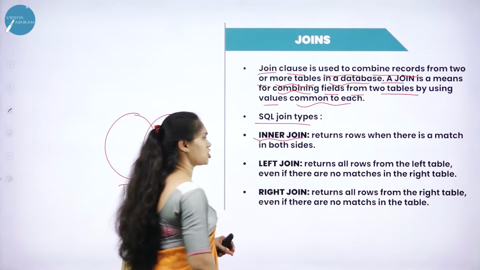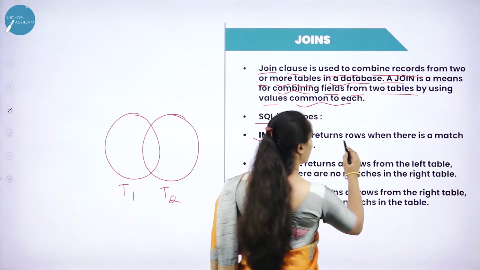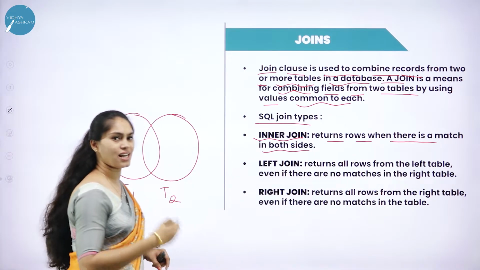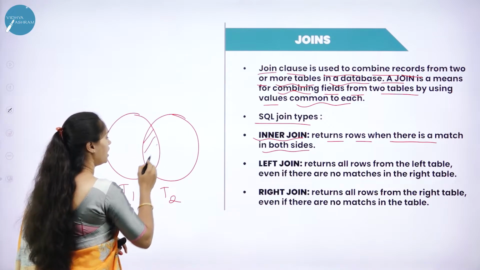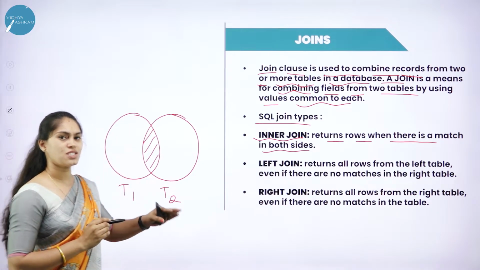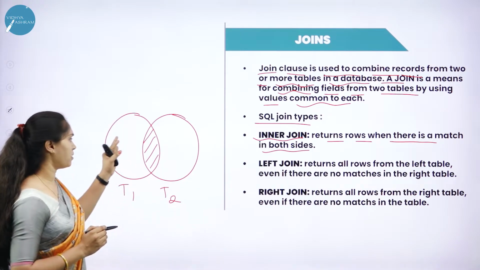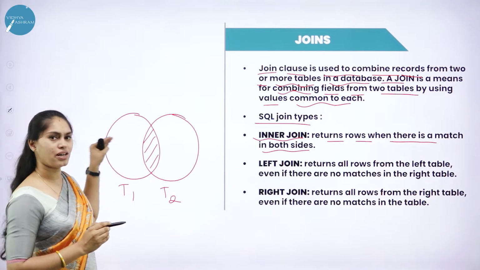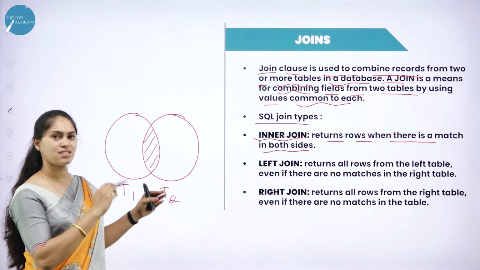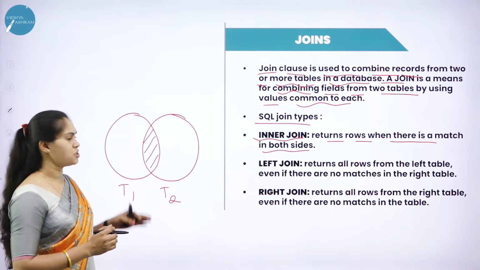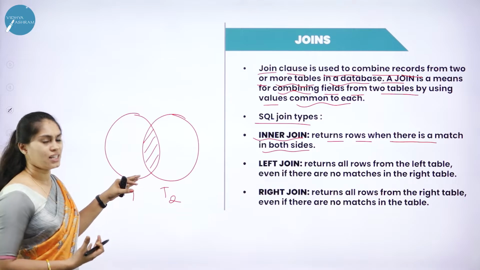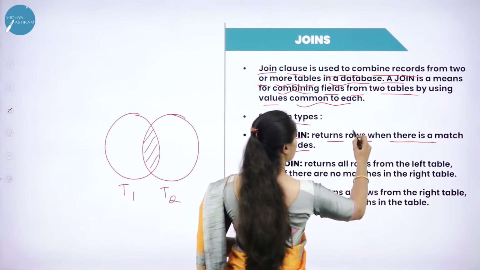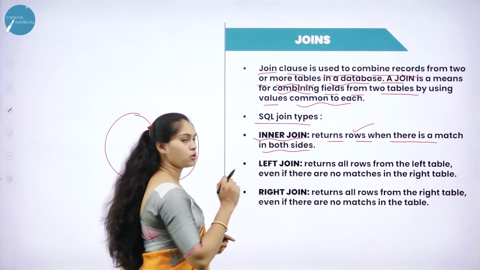First one is inner join. What will it return? It returns the rows when there is a match in both the sides. So it is like an intersection. It will return the values which are common in both tables. For example, consider I have a name here, and here also I have a name. In the name I have Anusha, and here also I have Anusha. That means the row values are the same here. So that value will be returned when we perform this inner join. It returns the rows when there is a match in both sides.